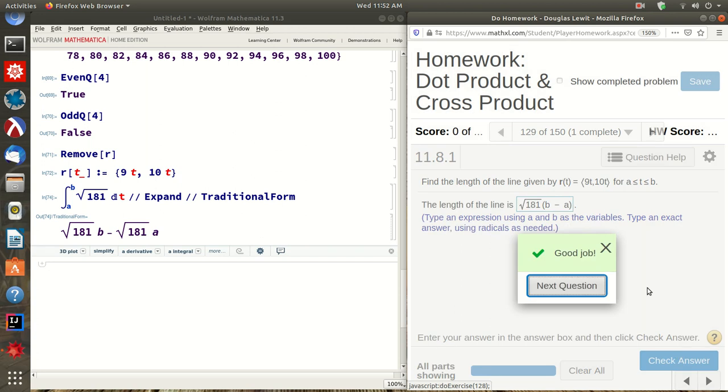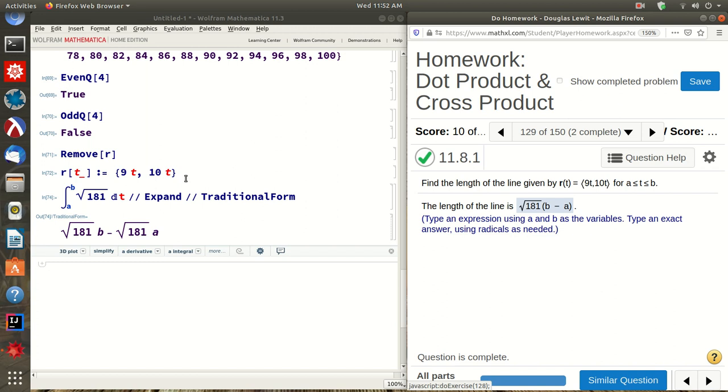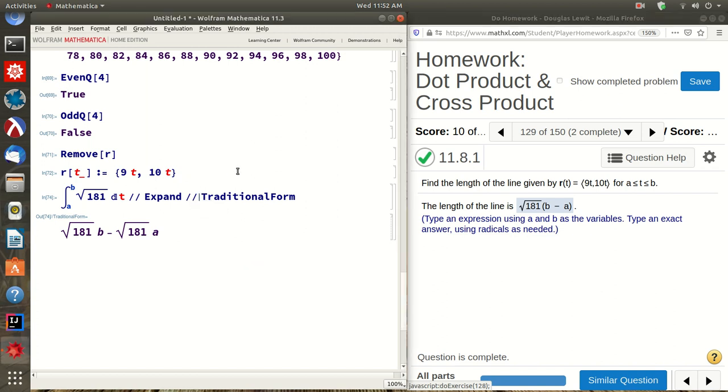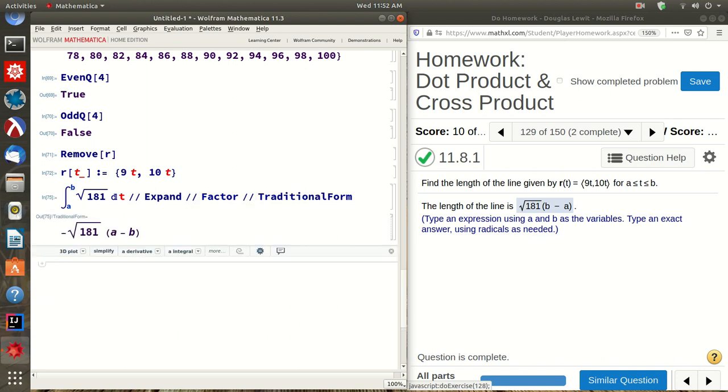Okay, very simple, right? All I did was factor out the square root of 181 just to simplify the expression. I'm sure you could get Mathematica to do that for you. Yeah, well, it's reversing it. Instead of b minus a, it's giving you a minus b. It's the same thing. Okay.